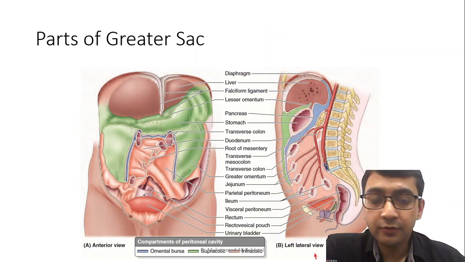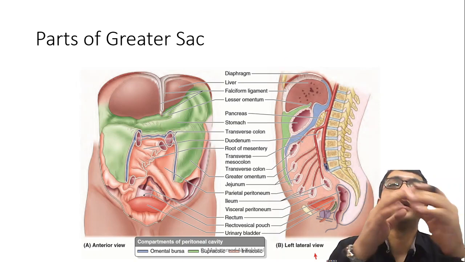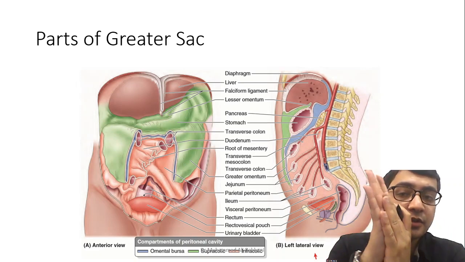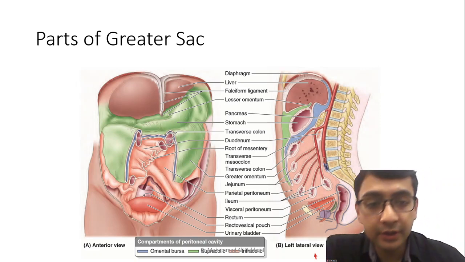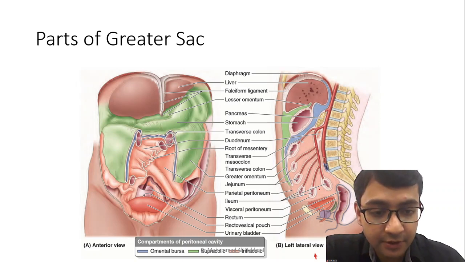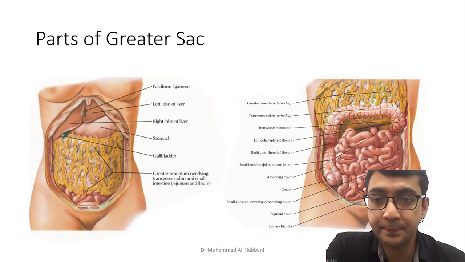So we are done with the lesser sac. Here is the lesser sac shown in blue. Then what about the greater sac? All the rest of the peritoneal cavity excluding the lesser sac is considered to be the greater sac. So the part of the peritoneal cavity shown in green and the part shown in pink, all of it is considered a part of the greater sac.